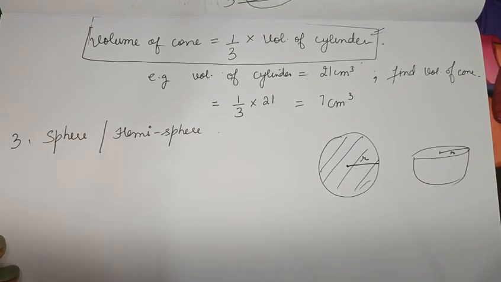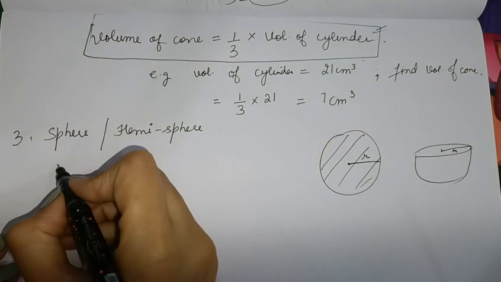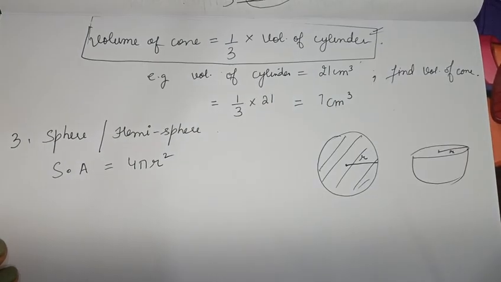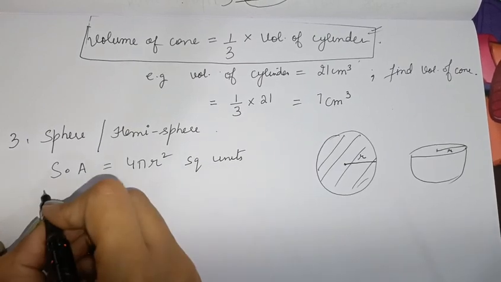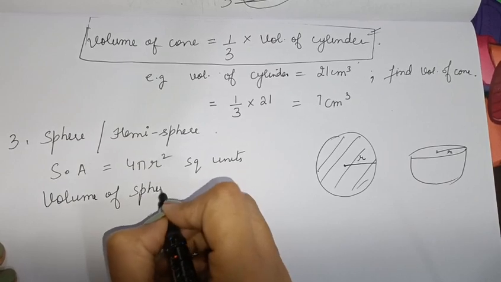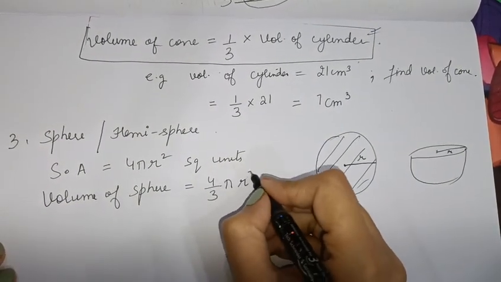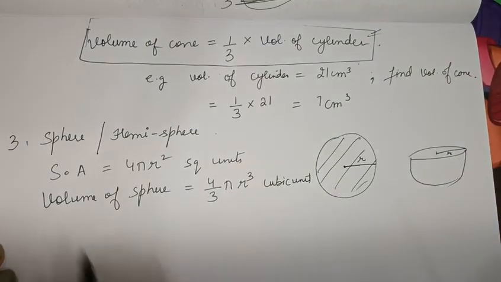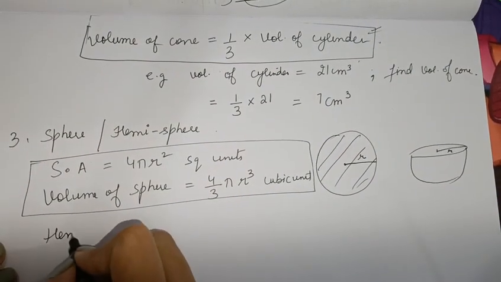Sphere has only surface area, no total surface area and curved surface area like that, only surface area. So surface area of sphere is 4 pi r square units, and volume of sphere is equal to 4 by 3 pi r cube. So this is cubic units. So these are for sphere. And then hemisphere.